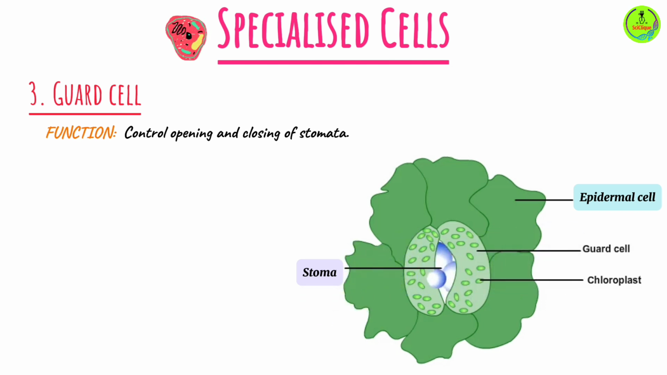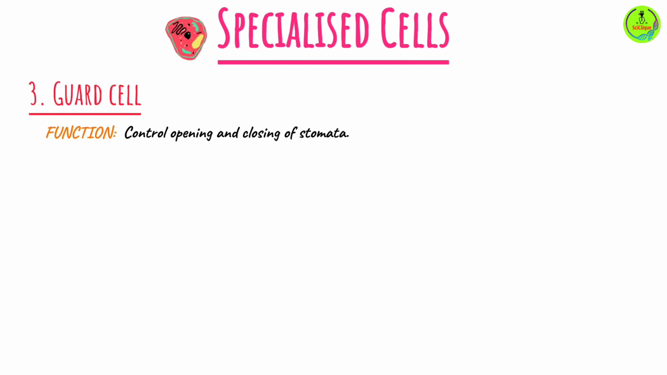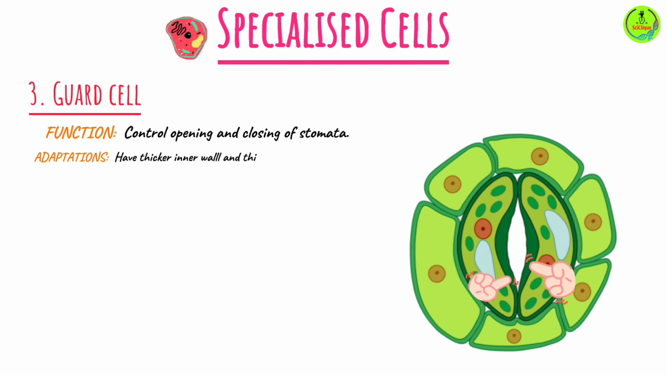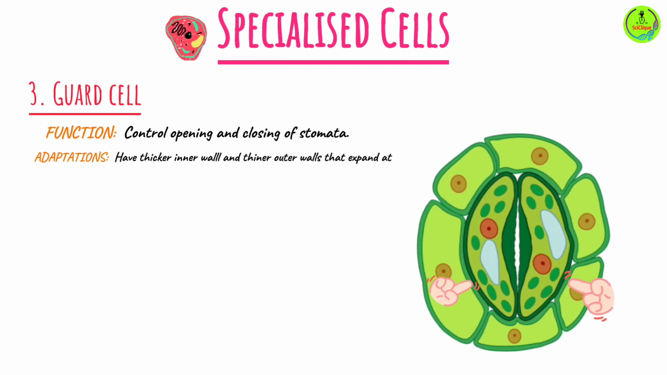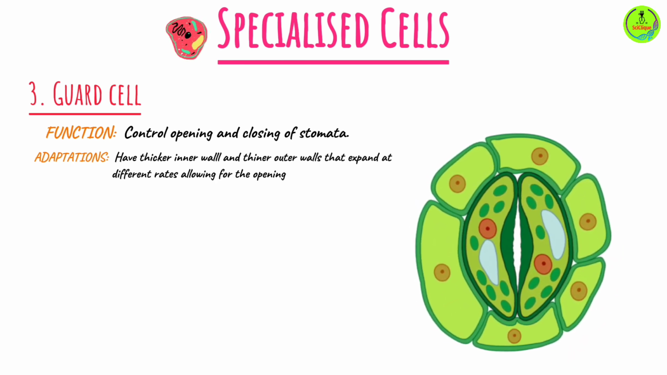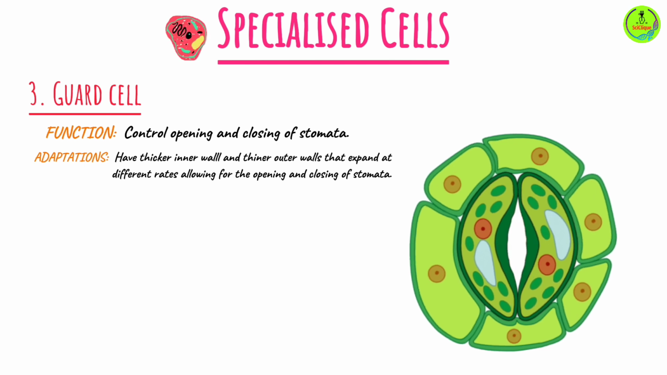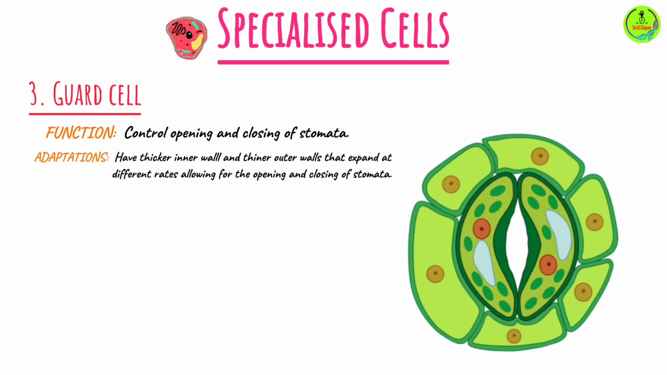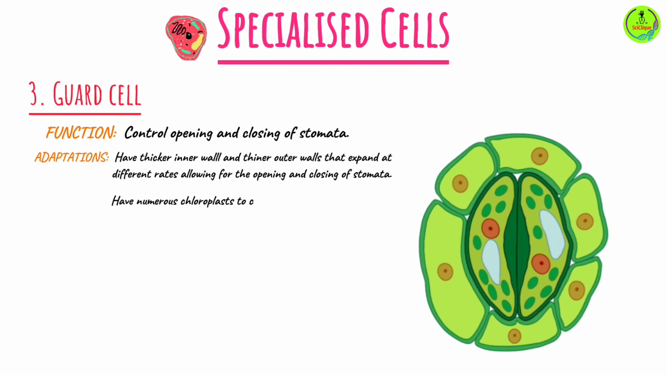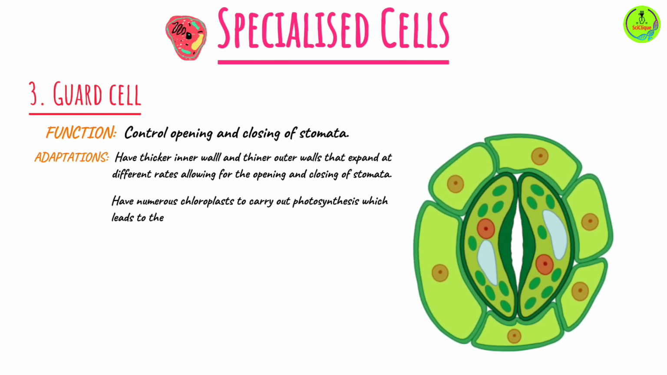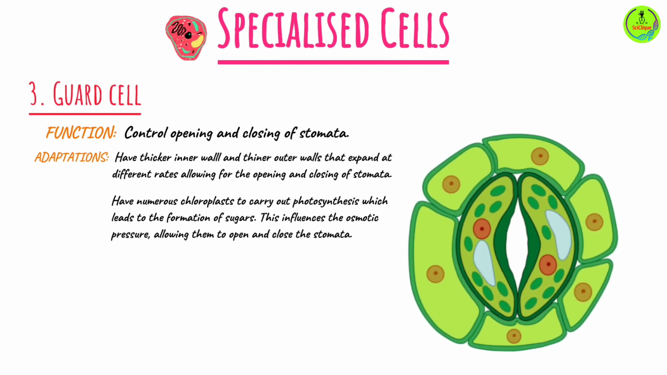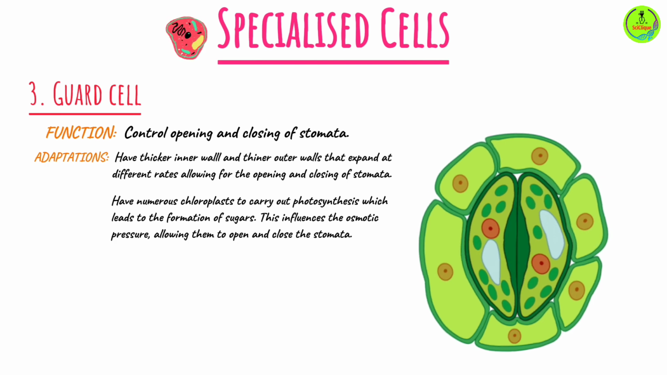So how do guard cells control this opening? Number one is that they tend to have inner walls that are thicker and outer walls that are thinner. So these walls expand at different rates to allow the stoma to open and close. Guard cells also have chloroplasts and can therefore carry out photosynthesis, which influences the osmotic pressure of the cell. And that, ladies and gentlemen, is all about specialized cells.